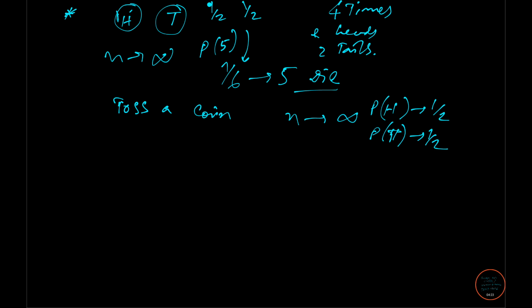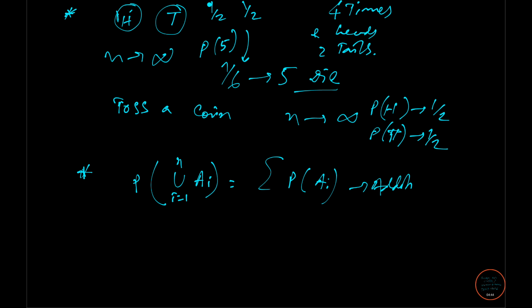And for a probability, here we need to keep in mind that the probability of the union over i equal to 1 to n is the summation of P of A_i. So each event's probability together is the summation of the probabilities, which is called the additive axiom. A very important and crucial part which we'll be doing.